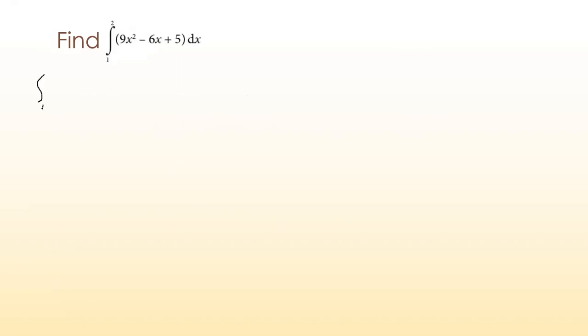Let's continue with this problem. Firstly, we need to find the outcome of this integration. It becomes x cubed, 9/3 x squared, 6/2 like this, plus 5x. Okay, afterwards substitute 2 and 1. This is 3.